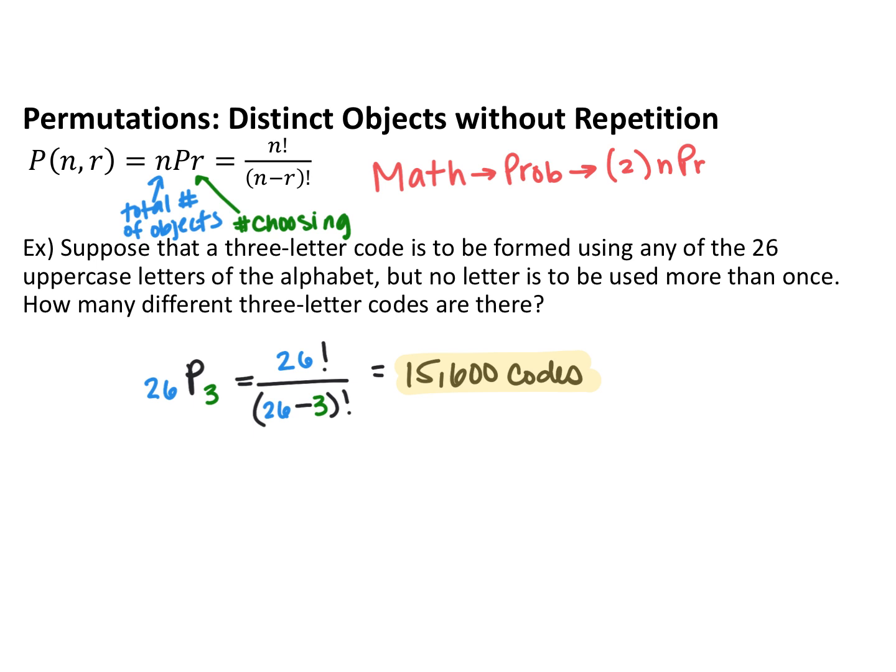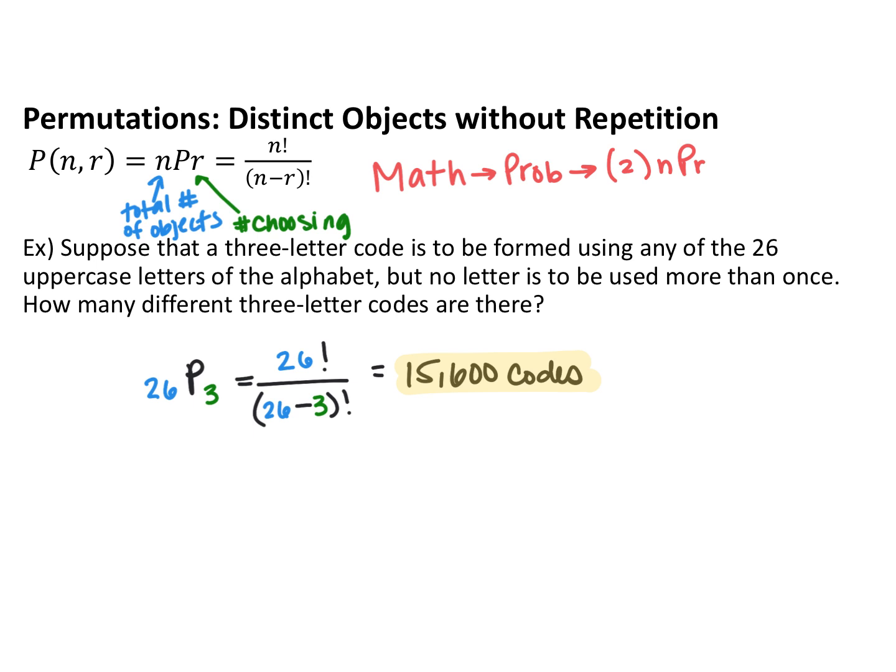So whether you use the n factorial over the n minus r factorial, so 26 total objects factorial, divided by 26 minus 3, because we're choosing 3 factorial, or you use the NPR button on your calculator, you should end up with 15,600 codes. So there's about 2,000-ish less codes if you can't repeat the letters.